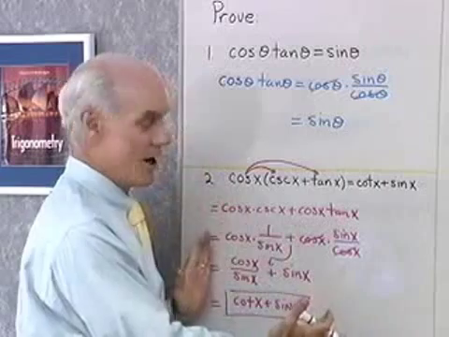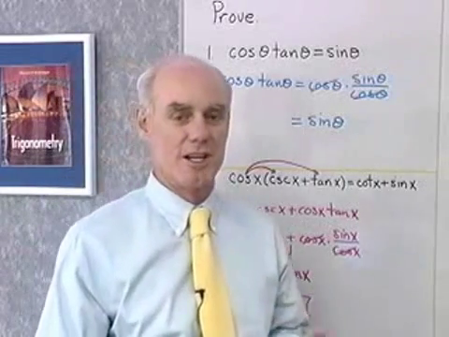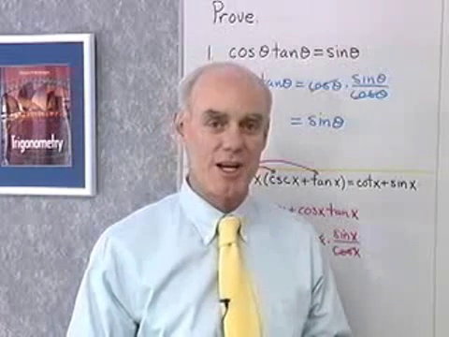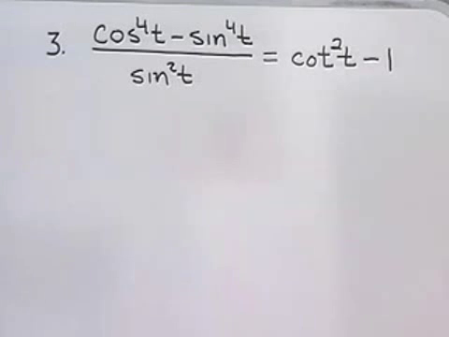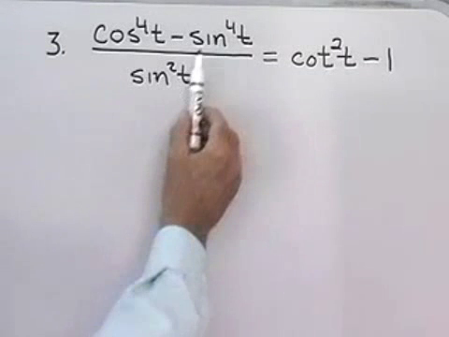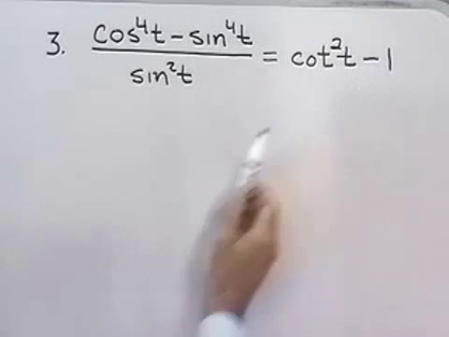So you can see by watching what I've done right here that you need to know those basic identities, reciprocal identities, ratio identities, and Pythagorean identities to be able to do these problems. Here's another one. I have cosine to the fourth t minus sine to the fourth t, over sine squared t, is equal to cotangent squared t minus 1.